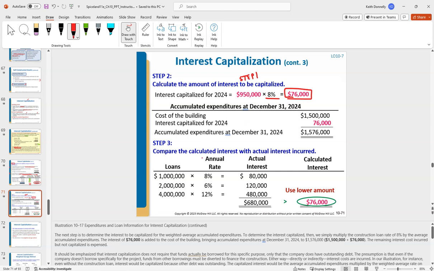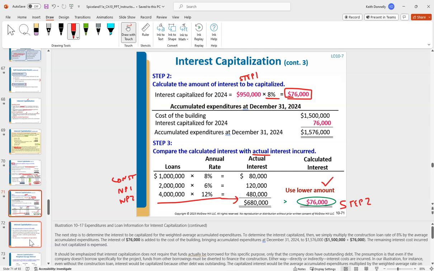Step 3 is we have to compare the calculated interest, step 2, with the actual interest. So we're going to look at the construction loan, note payable 1, note payable 2, and run those through there. Pick the lower of the two. 76 is less than 680.